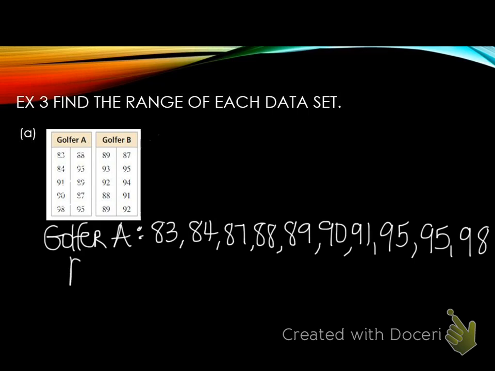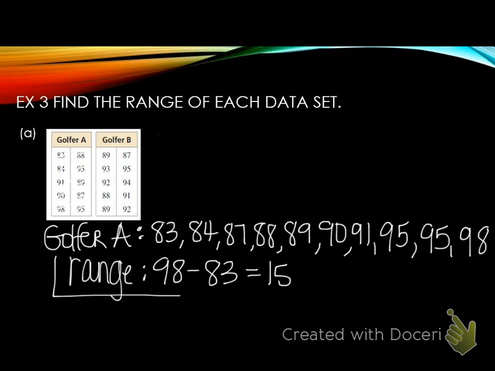All right, so we're going to find the range. How are we going to find the range? The range is simple. The greatest value, which is 98, minus the smallest value, which is 83, makes your range 15. There you go. All right, golfer B.